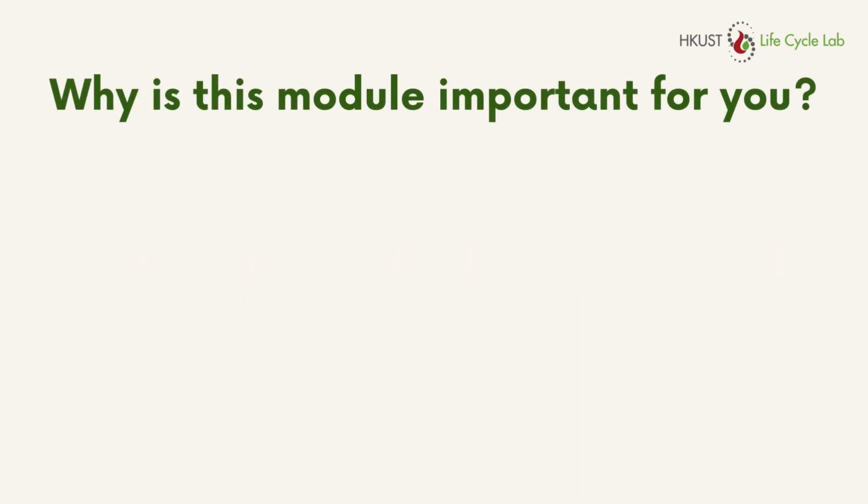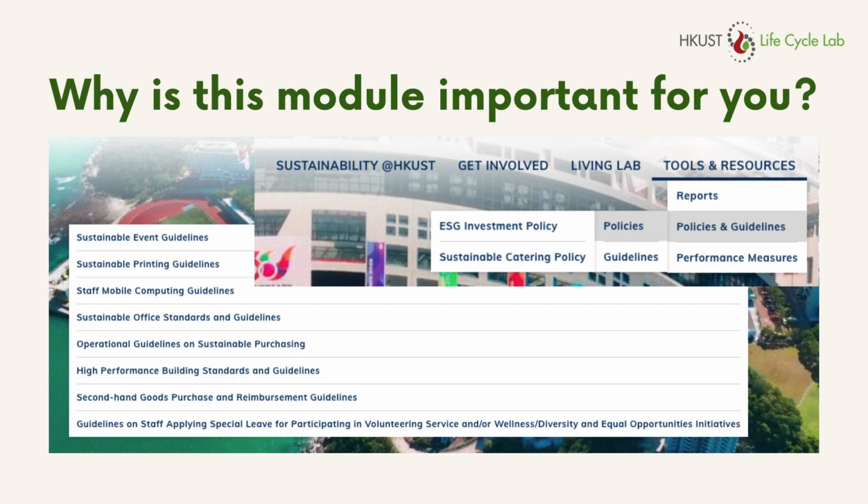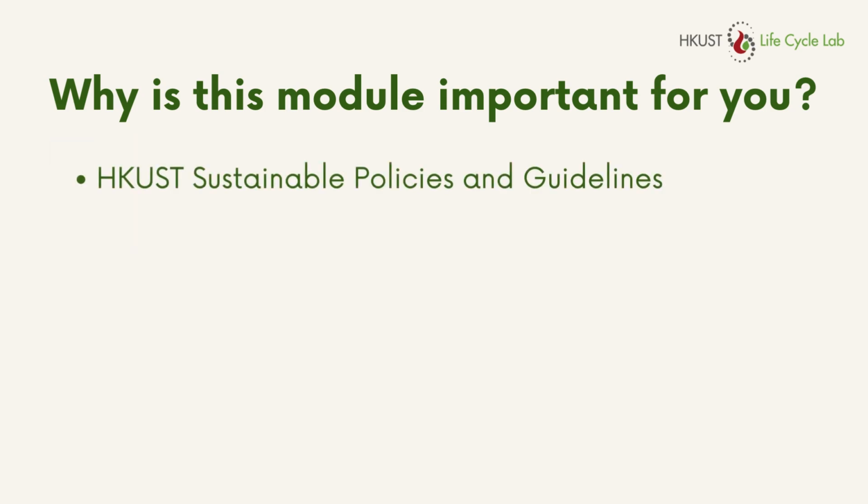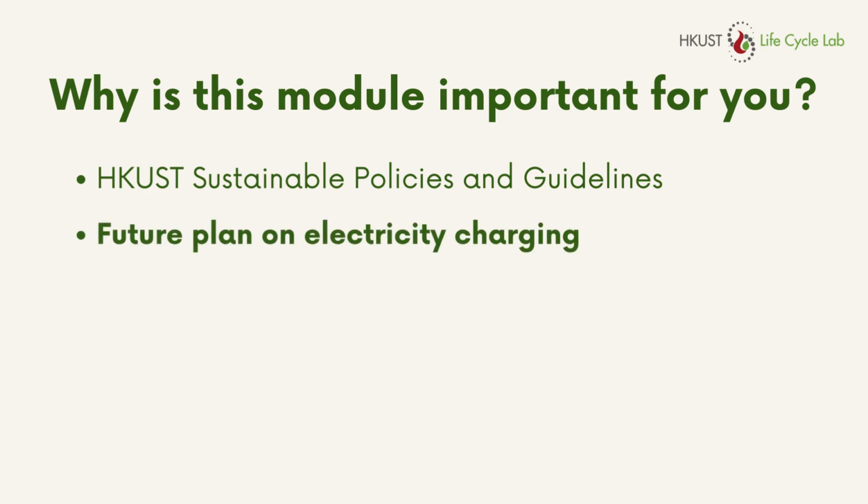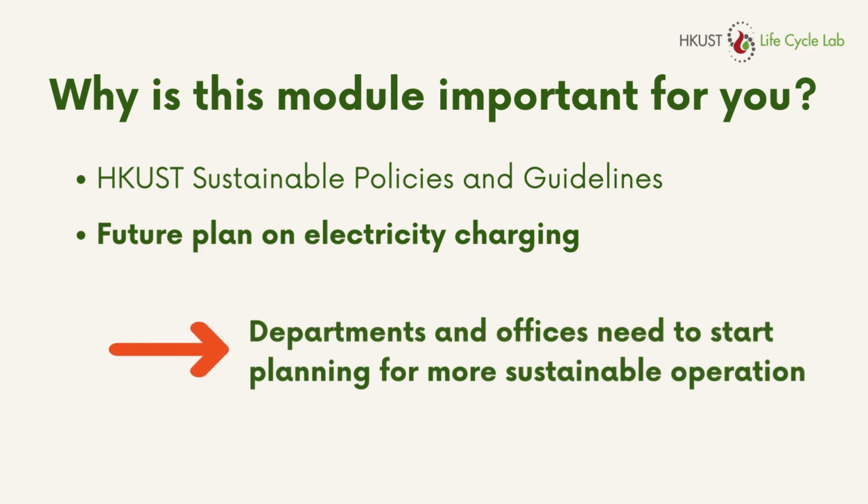HKUST has developed various policies and guidelines targeting different areas of the school to make our campus more sustainable. But other than the existing policies and guidelines, HKUST also has future plans to include electricity charging and other schemes in our operation to encourage resource conservation and efficiency, which means departments and offices will have a role in reducing their resource consumption and will have to start rethinking and planning for more sustainable operations.